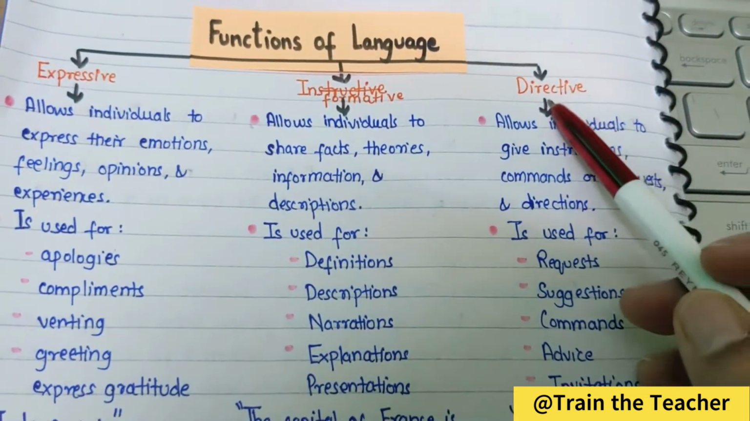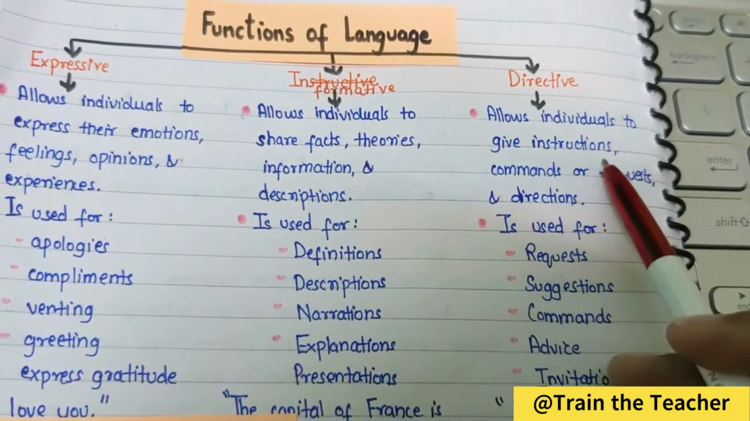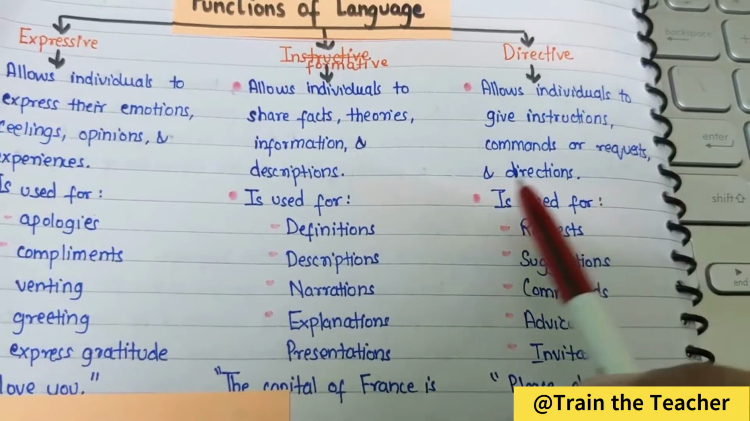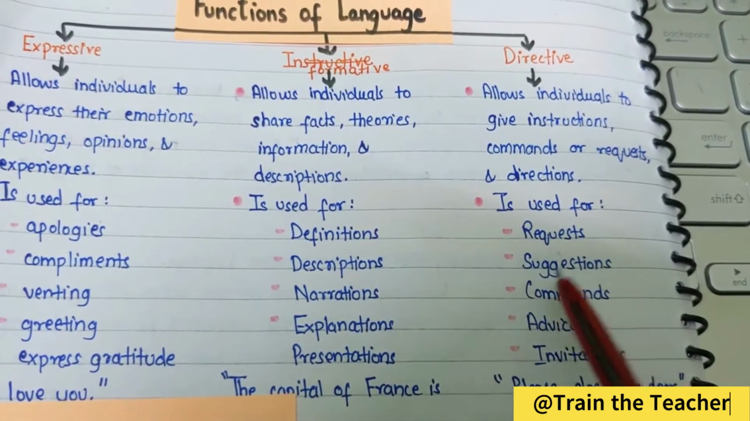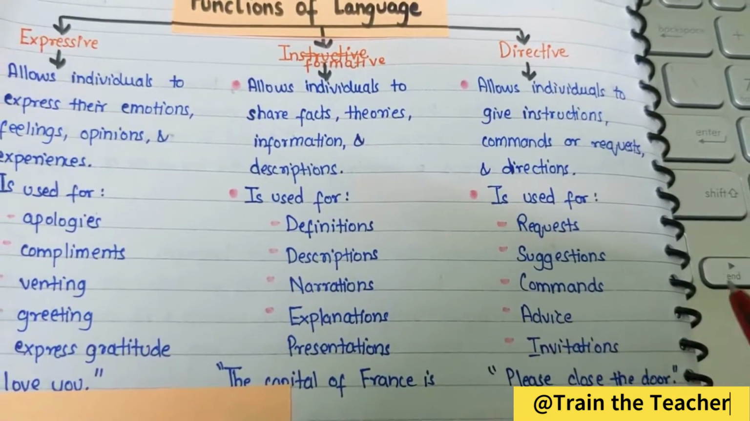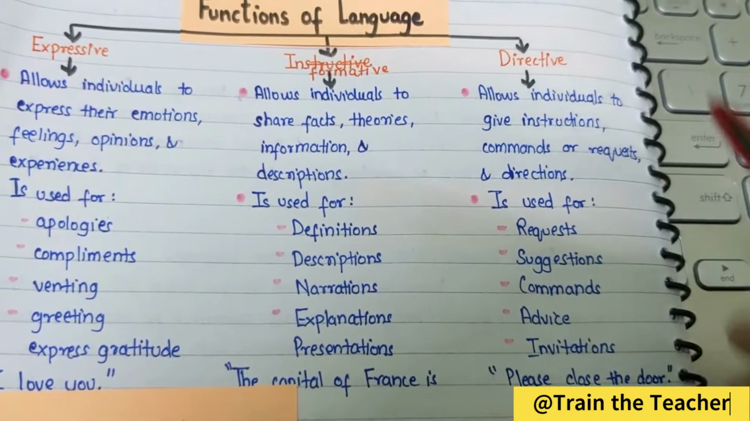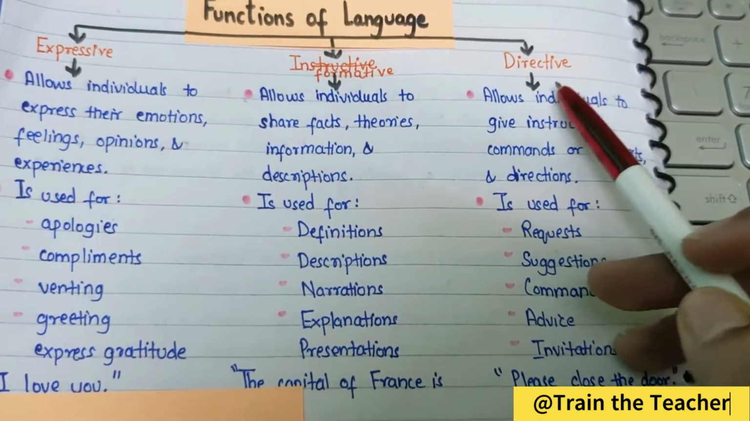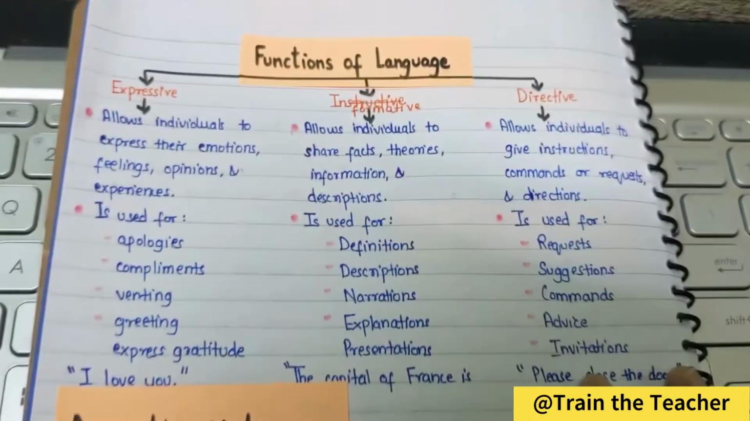The last one is directive, which allows individuals to give instructions, commands or requests and directions. Okay, again it is used for requests, suggestions, commands, advice, invitation, etc. Please close the door. Communicate कर रही हूँ, but function है directive. Okay, direction देना. So it's like that, and it's very easy.